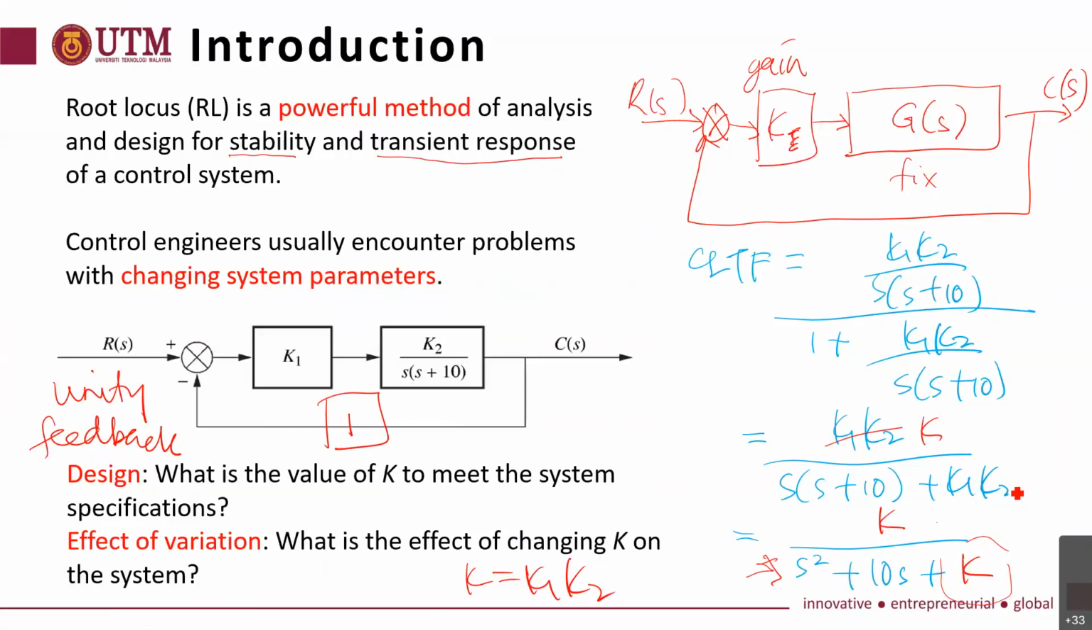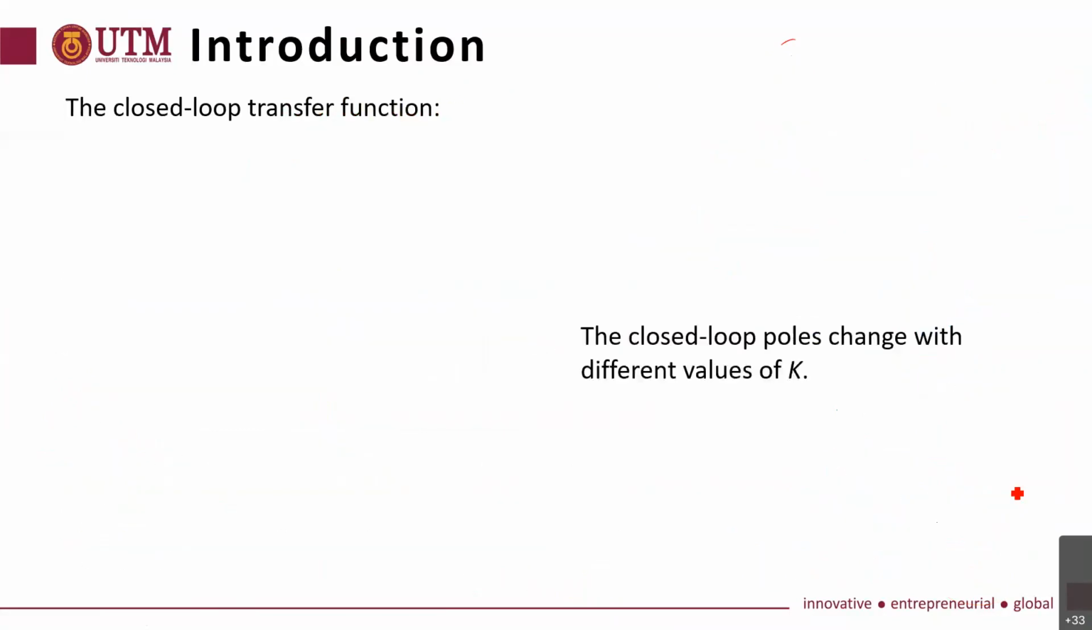For a certain value of K, we may get a system that is underdamped, maybe. Another value of K, maybe the system changes. Maybe at a certain K, the system will be unstable. It could happen. So K is very important, and our aim later is how can we obtain the best value of K in order to achieve our specification. Let's say this one.